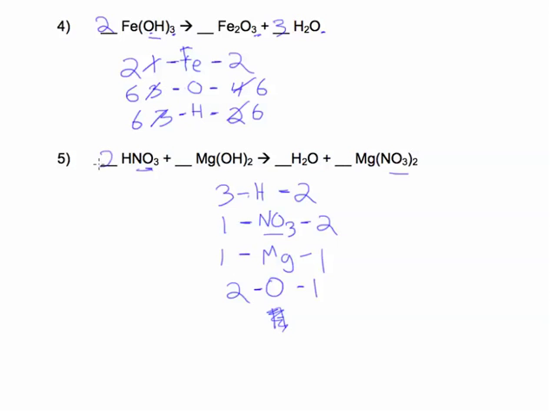Now we have 2 hydrogens plus 2 hydrogens gives me 4, and we have 2 nitrates. Let's fix our hydrogens on the right now. Put a 2 here to give me 4, and then we also have 2 oxygen atoms, and everything's balanced.